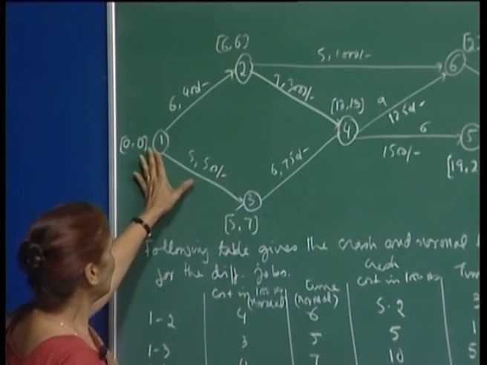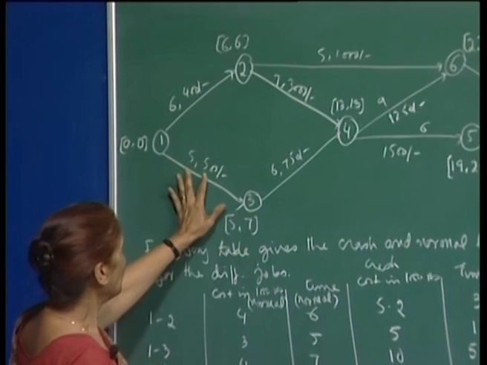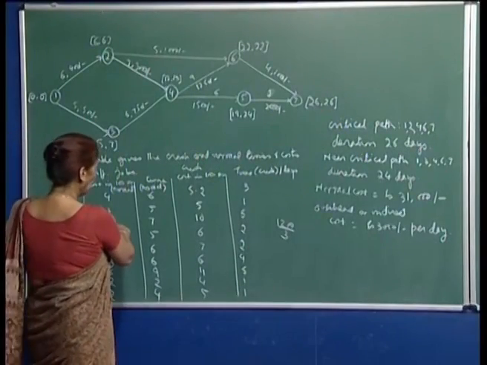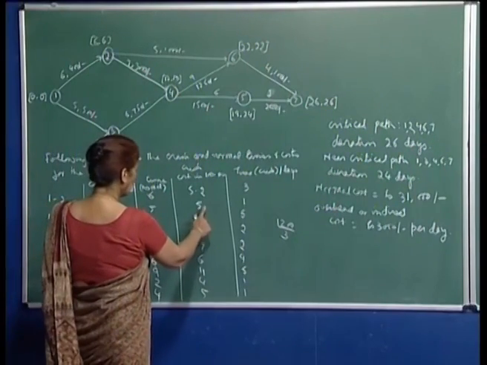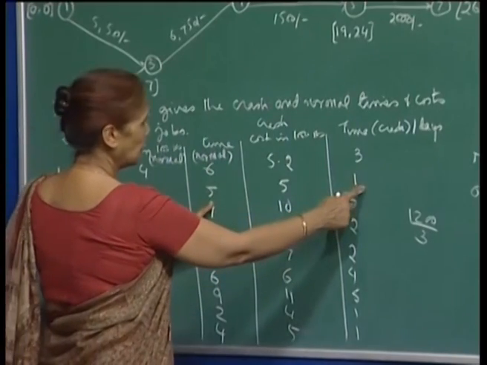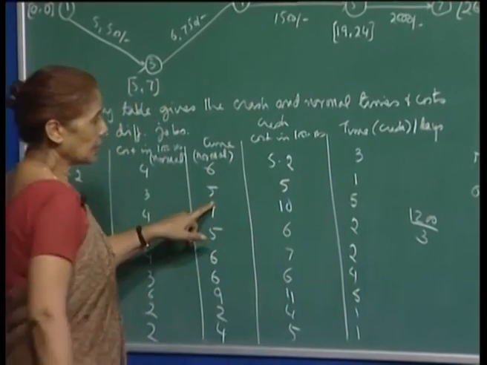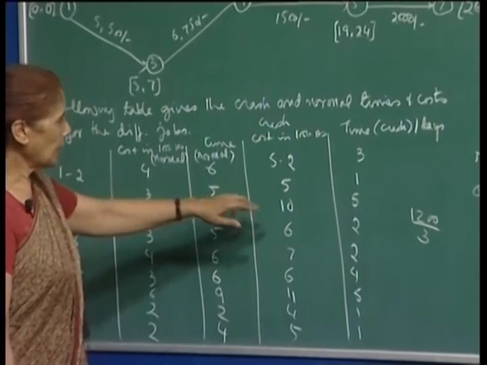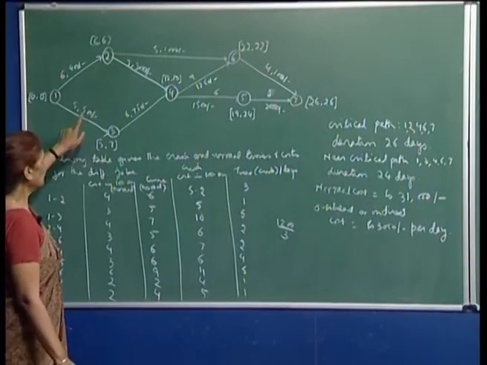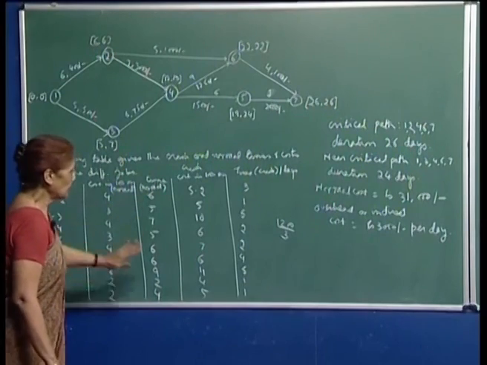Similarly, you can verify that for job 1 3, the rate of crashing per day is 500, because here the cost is 3 and here this is 5. So, 2000 is the total cost of crashing, and this is from 5 to 1. So, you can crash the activity by 4 days, and therefore, the cost of crashing per day would be 2000 divided by 4, which is 500. So, you can understand the data given here.